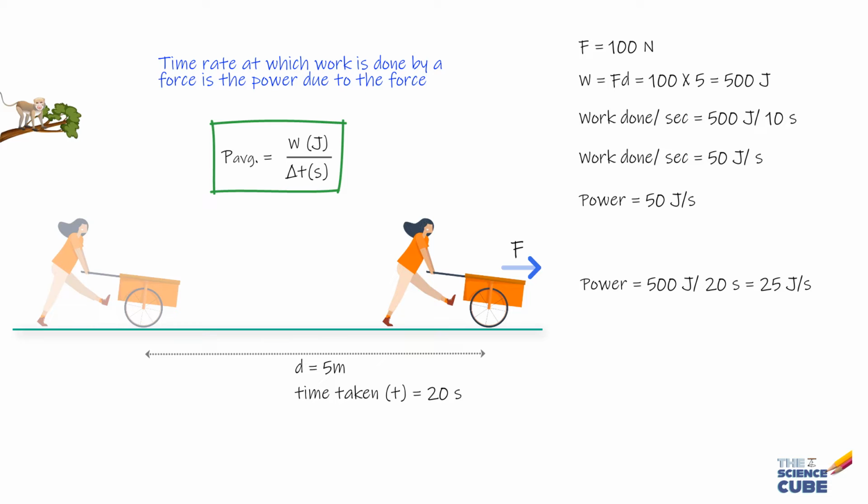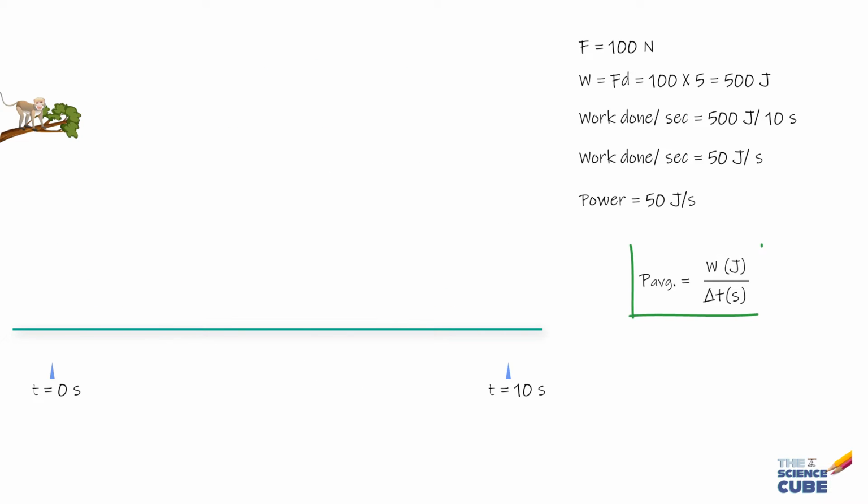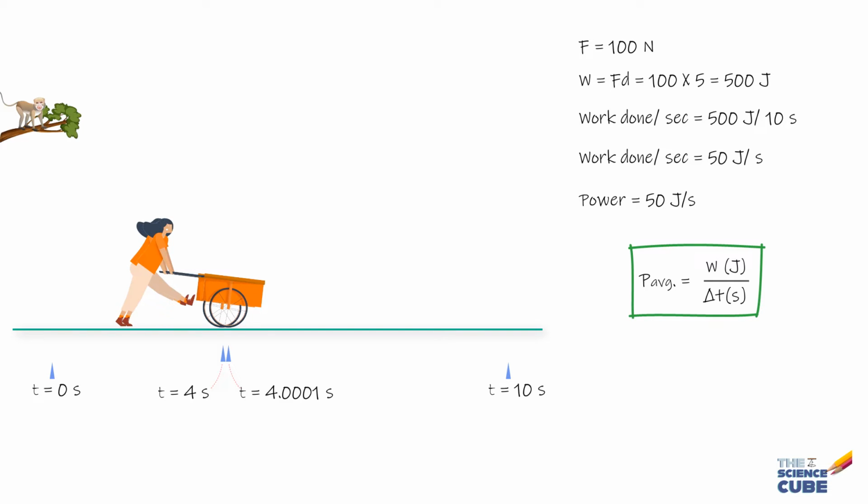So let us complicate things a little bit and say during one tiny fragment of time, that is between 4 seconds and 4.0001 seconds, there was a momentary spike in force you applied, and it was 200 newtons. And the work done in that 0.0001 seconds was 0.01 joules.